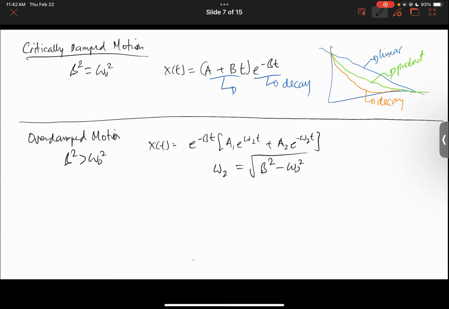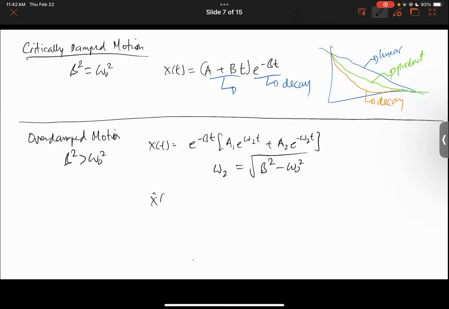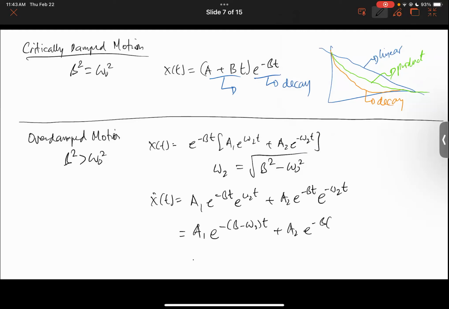If we solve for the derivative of this function, of the position, then we get a1 exponential minus beta t exponential omega 2 t plus a2 exponential minus beta t exponential minus omega 2 t. Or we can write this as a1 exponential of (minus beta minus omega 2) t plus a2 exponential of (minus beta plus omega 2) t.